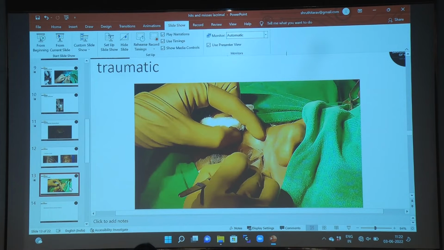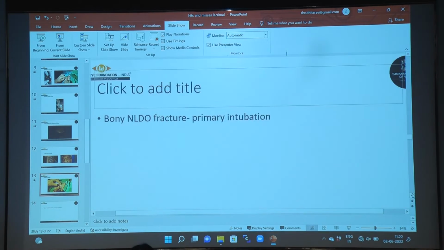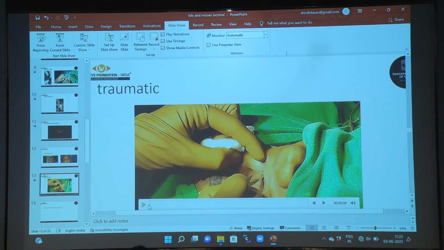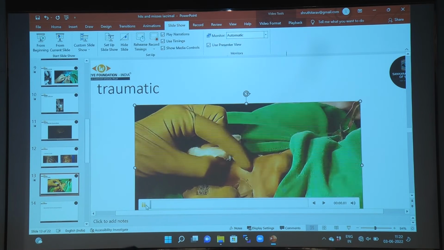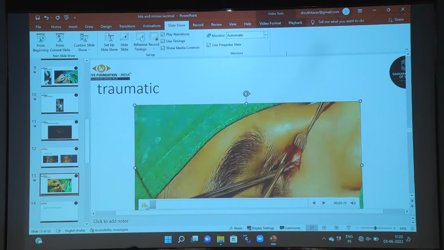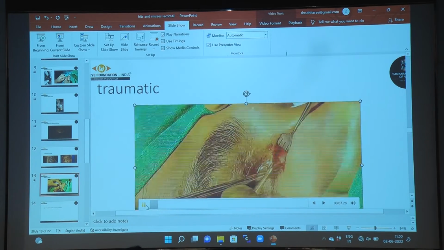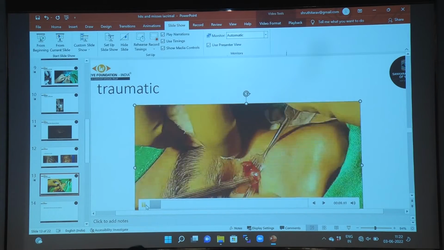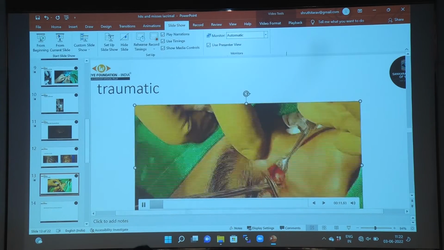Now, what about a traumatic DCR? This patient had repeated pain and swelling. So this was the patient who had had his open reduction and internal fixation done for his fracture elsewhere, with a secondary nasolacrimal duct obstruction.